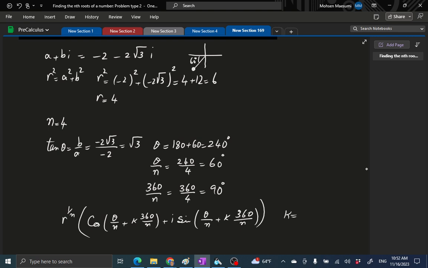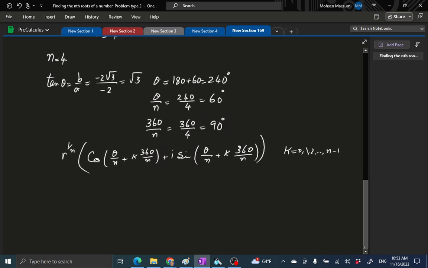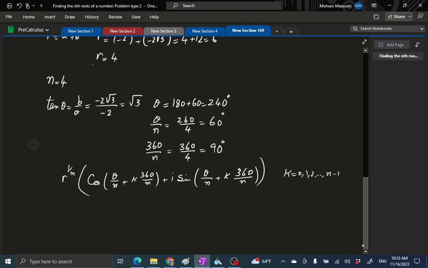Where k are the numbers 0, 1, 2, all the way through n minus 1. In our case, let's put everything in. I have my r is 4, so 4 to the power of 1 over 4 times cosine of theta over n, here theta over n is 60, plus k times 360 over n, that is 90, and the same for the sine, 60 plus k times 90.